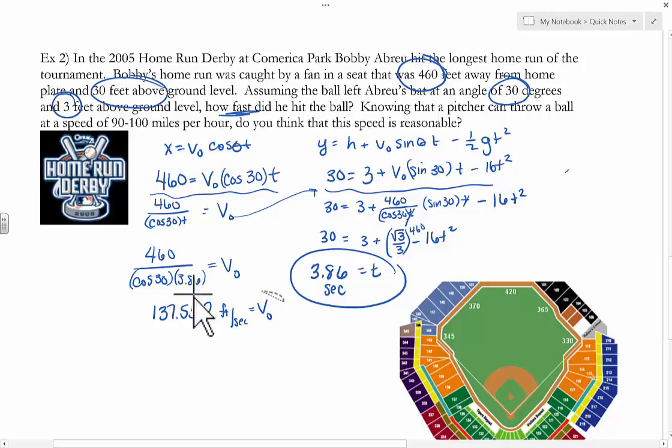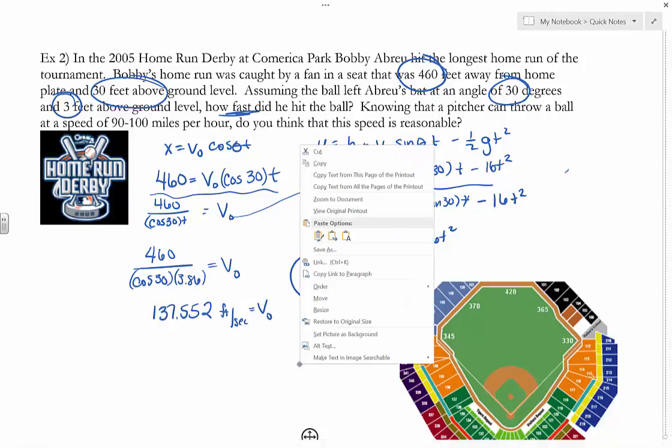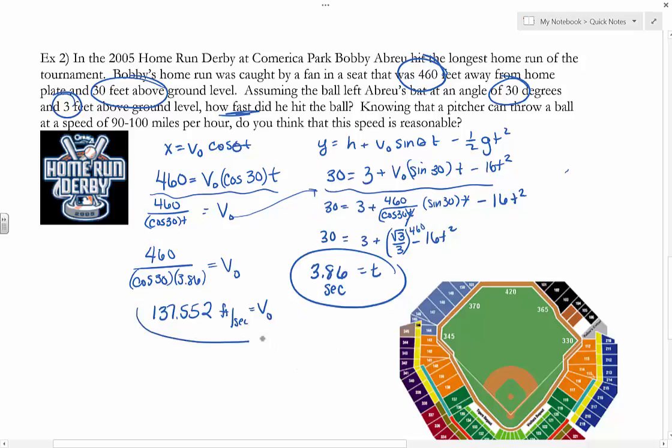And then it says, knowing a pitcher can throw a ball at a speed of 90 to 100 miles an hour, do you think that the speed is reasonable?